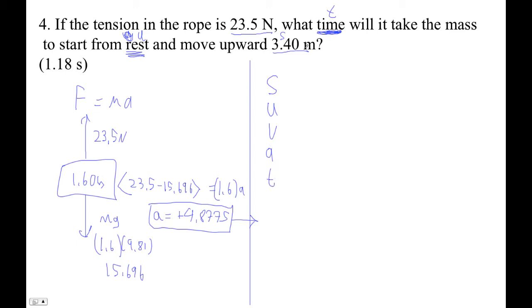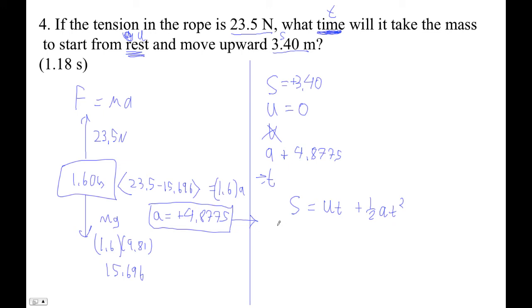Use an actual formula, okay, when you do your SUVAT. We just figured out that our acceleration is positive 4.8775. Okay, and then it's from rest, so our initial velocity is 0, our displacement is 3.40. We want to know time, so we'll use no v, right? And we happen to have a no v, so we're set, right? I think it's this guy, right? s equals ut plus 1/2 at squared, right? And is this upward? Yeah, move upward. So that's a positive 3.4, right?